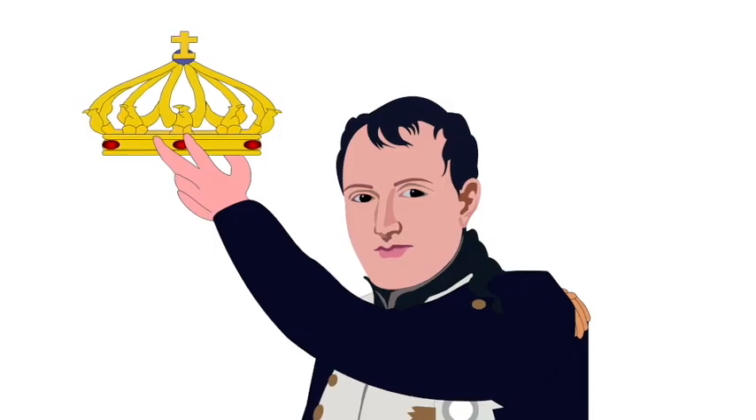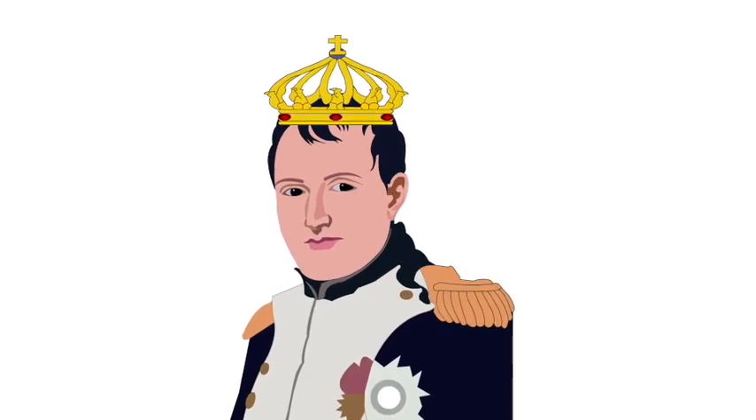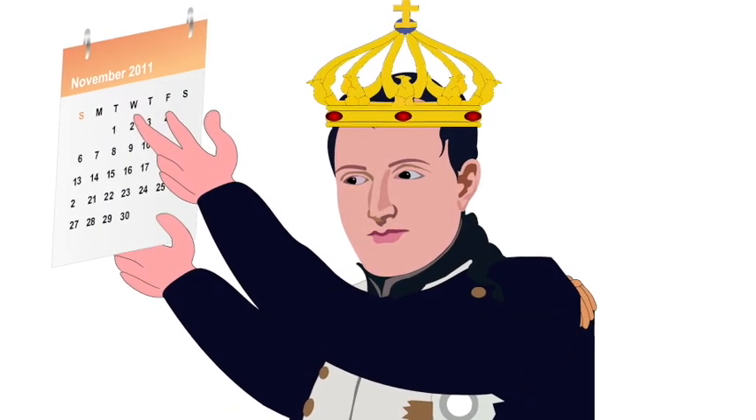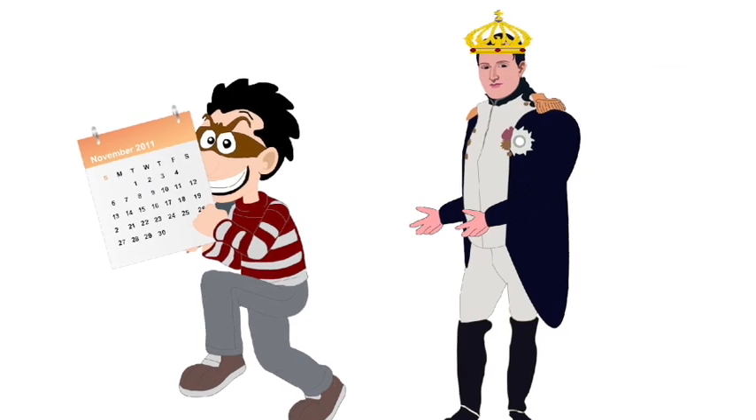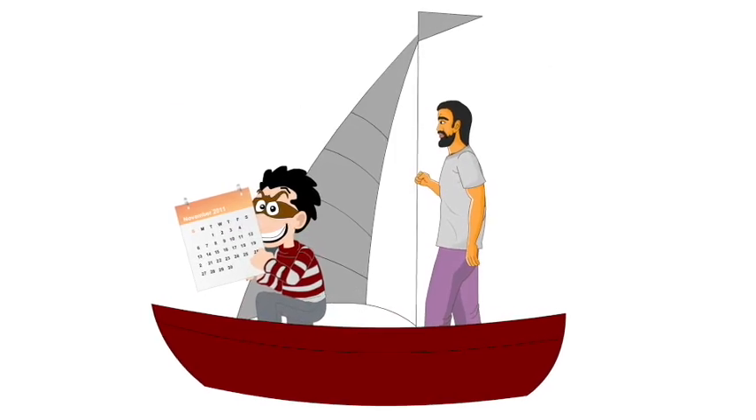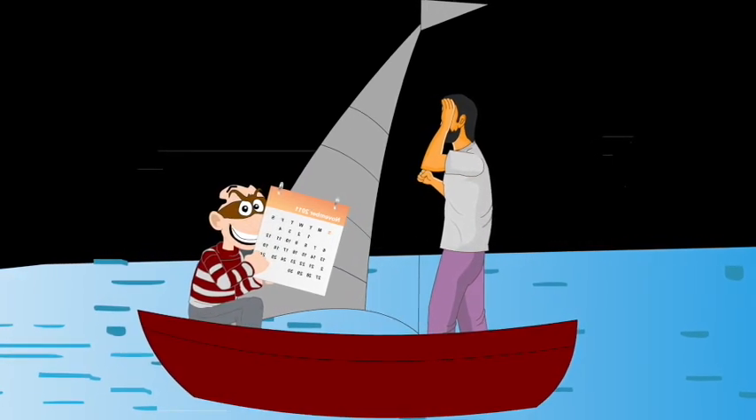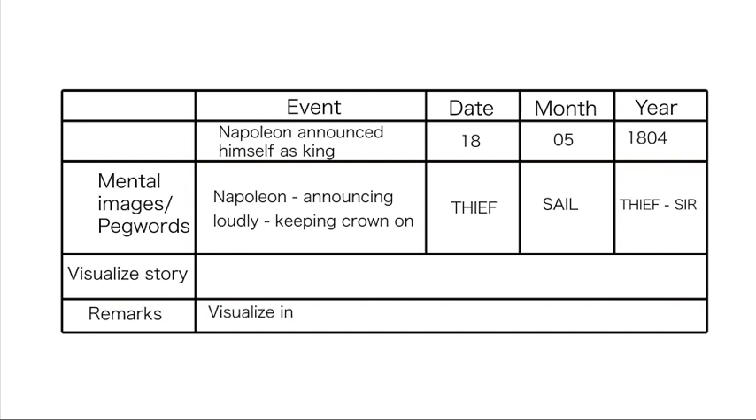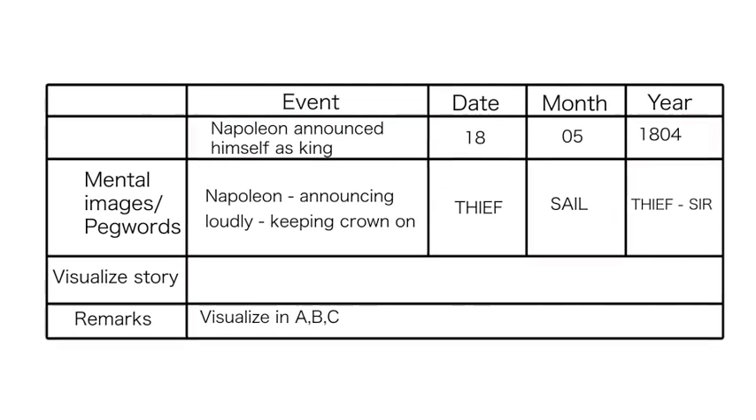Visualize a story. Imagine Napoleon has taken one big crown. After keeping the crown on his head, he started announcing by seeing a big calendar. When he was watching the calendar, a thief took it and started sailing. When the thief was sailing, he met his father, who started saluting his son as Sir for his accomplishment. Remarks: visualize in A, B and C. By applying this technique, you can easily remember history dates, dates of birth, telephone numbers, mobile numbers, bank locker numbers, etc. Let us see one more example.